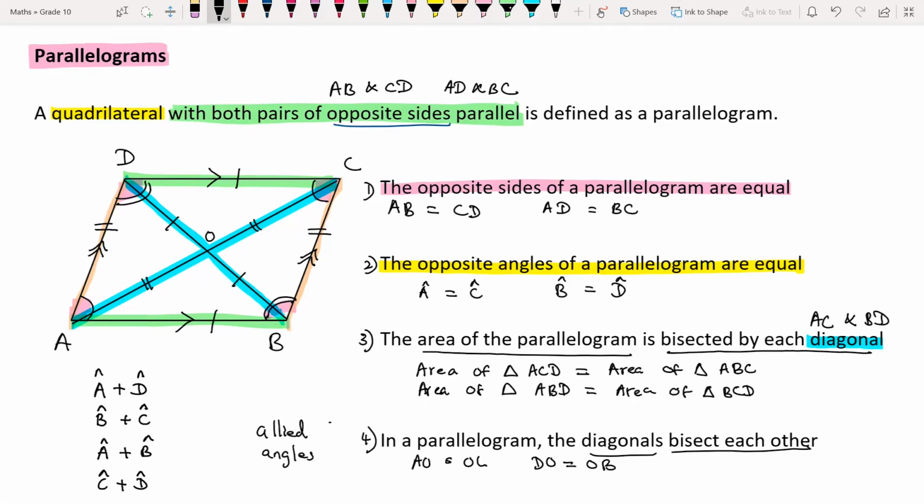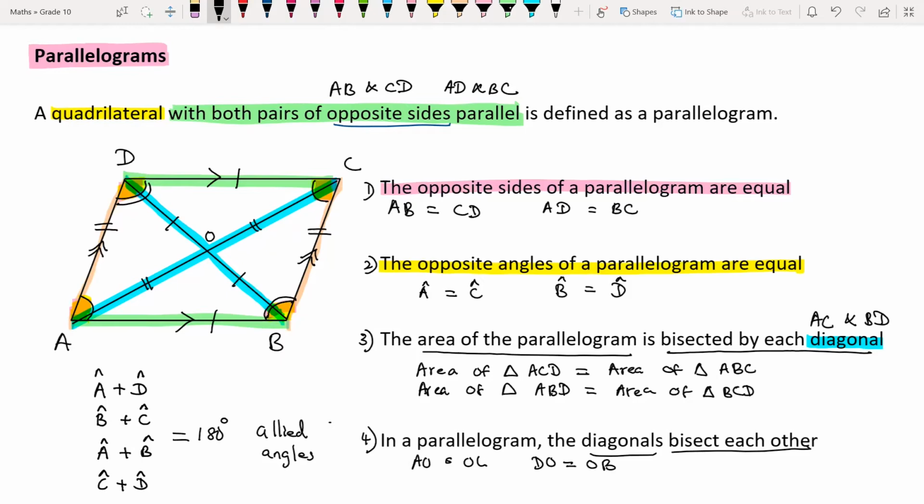Now also, if you add angle A and angle B, you get 180 degrees. Similarly, if you add angle C and D, again you get 180 degrees. So remember, this equals 180 degrees. So these angles also are called allied angles.